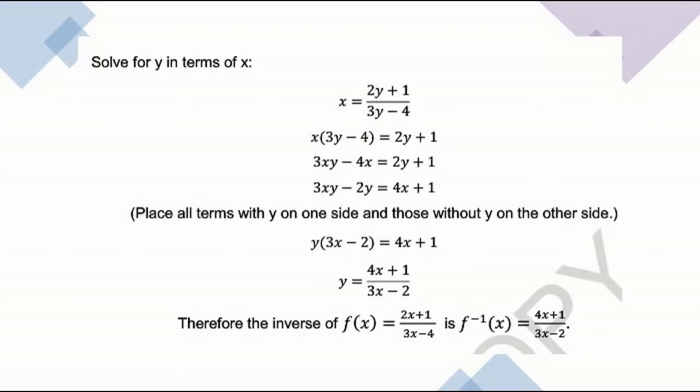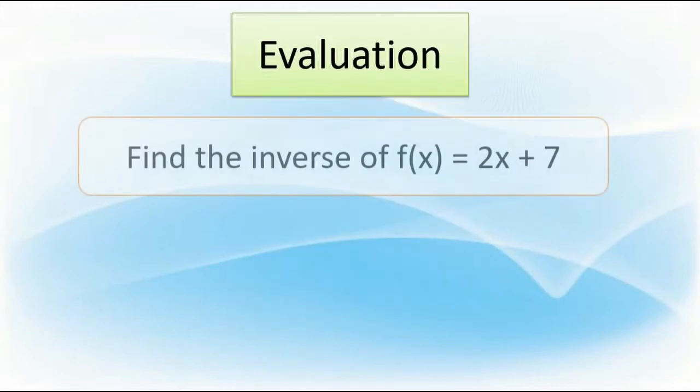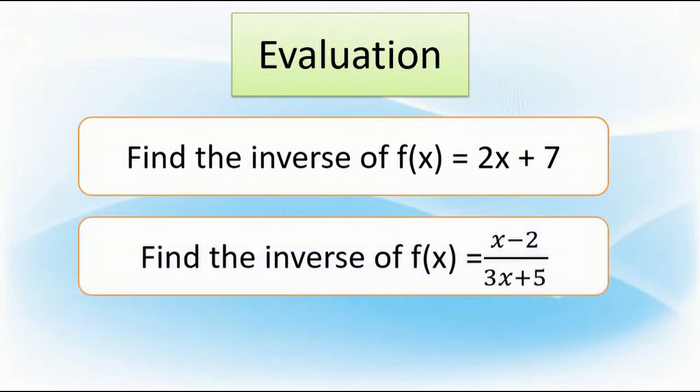Therefore, the inverse of f of x is equal to 2x plus 1 over 3x minus 4 is f inverse of x is equal to 4x plus 1 over 3x minus 2. Evaluation. Find the inverse of f of x is equal to 2x plus 7 and find the inverse of f of x is equal to x minus 2 over 3x plus 5. I will give you 2 minutes to solve this.